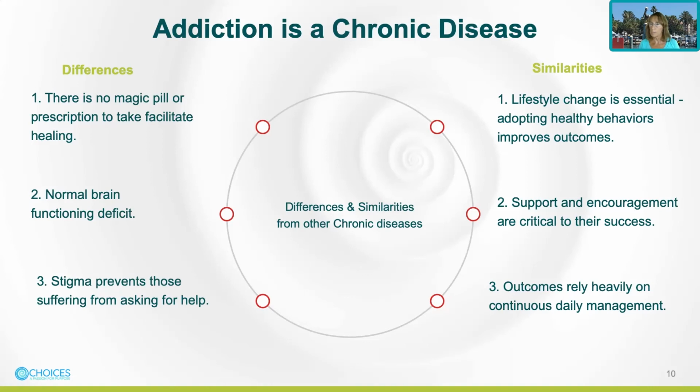And we're actually in a really good place in this world that we're having these discussions, and stigma and education are improving. So some of the similarities with other chronic diseases is that, number 1, lifestyle change is essential. Adopting new healthy behaviors improves outcomes, like many other chronic diseases. Number 2, support and encouragement are critical to the success of the individual.